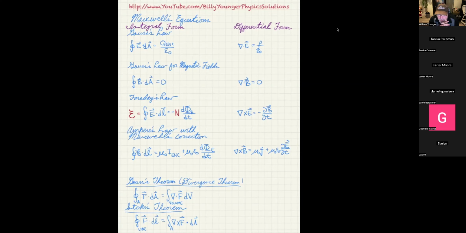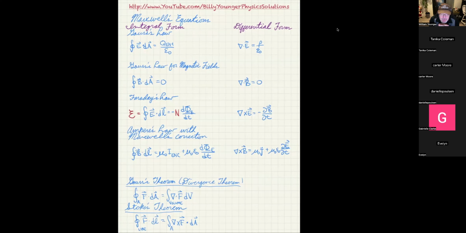And then below that is Ampere's law with Maxwell's correction. And basically that says the closed integral over a path or a line or a contour of B dot dl is equal to mu zero I enclosed. That's what we've worked with so far, but it also includes this term plus mu zero epsilon zero times the time derivative of the electric flux. Now, we can actually convert these to differential equations by using Gauss's theorem, which is also called the divergence theorem. That's why I wrote it down there.